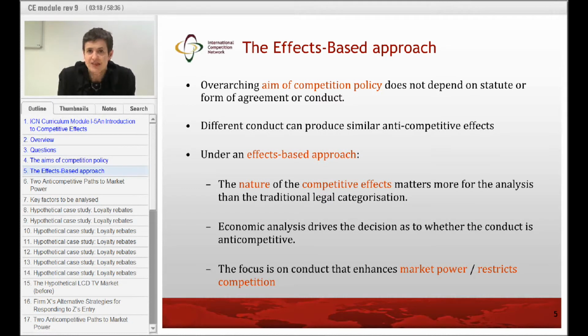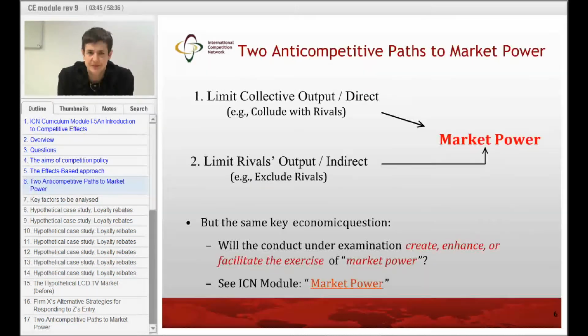But under an effects-based approach, the nature of the competitive effects typically matters more for the analysis than the traditional legal categorisation. Economic analysis enables us to assess whether the conduct is anti-competitive, and that may well also include analysis of the intent of the parties involved and their ability to restrict competition. But overall, the focus is on the conduct that enhances market power or restricts competition.